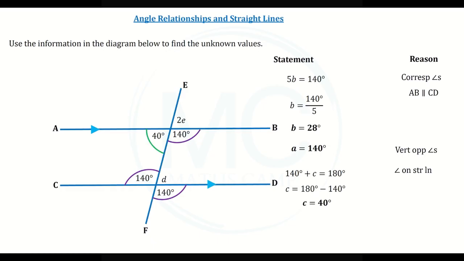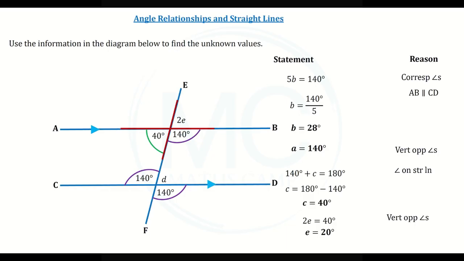Now the transversal line EF, let's make this part red, crosses the line AB. Let's make this part red as well. From this, we can see that angle 2E lies vertically opposite angle C, which we found to be 40 degrees. We know that vertically opposite angles are equal, which means that 2E is equal to 40 degrees because they're vertically opposite angles. Now, if 2E is 40 degrees, then to find the value of E, let's divide by 2, and we see that E is equal to 20 degrees.